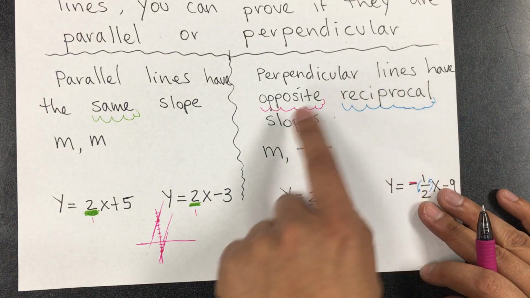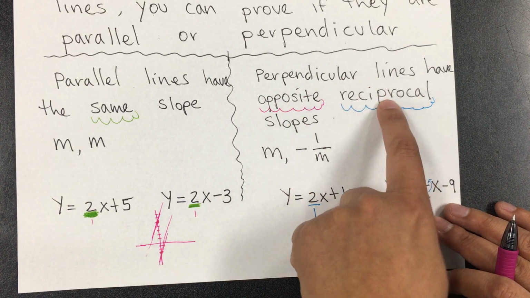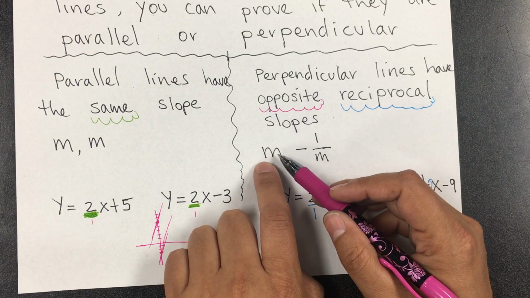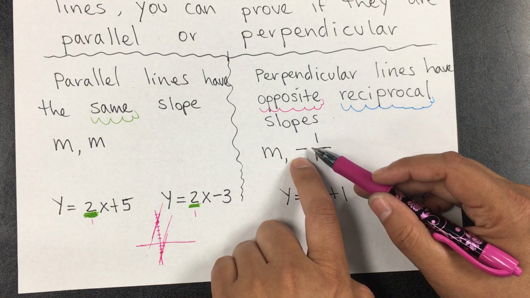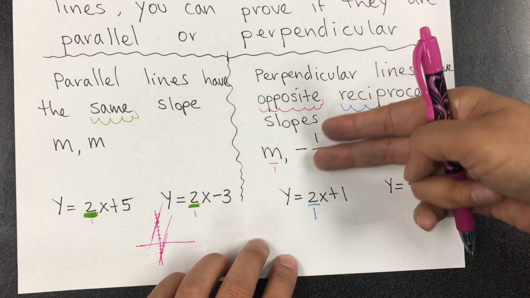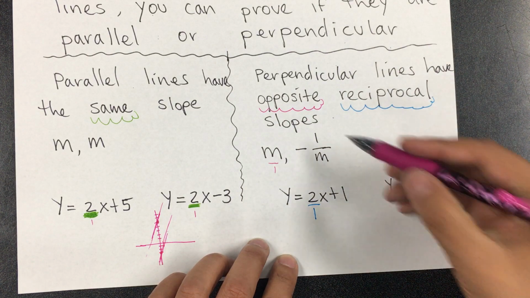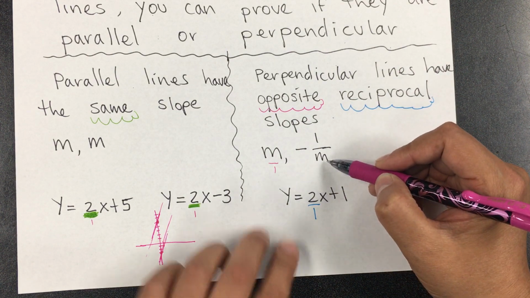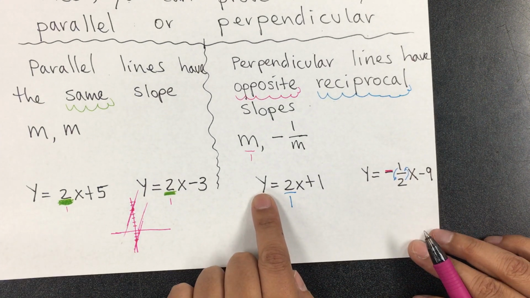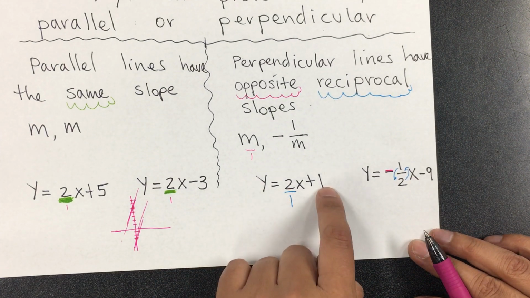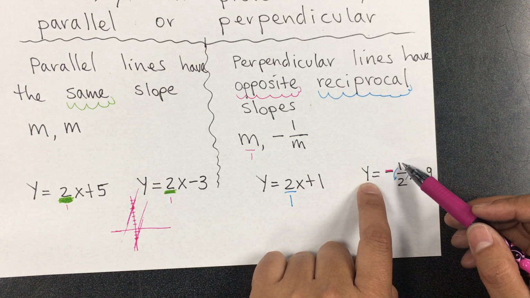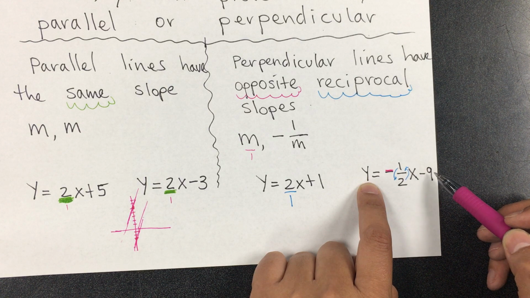For perpendicular lines, they have opposite reciprocal slopes. That means that if the slope of one is m, the other one will be negative, and then it's like having this over 1 and you switch them. That's the reciprocal. Okay, so -1 over m. So you switch the numerator and denominator. And so in here, there are two examples. You have y equals 2x plus 1. And then the other one is y equals -1/2 x minus 9.